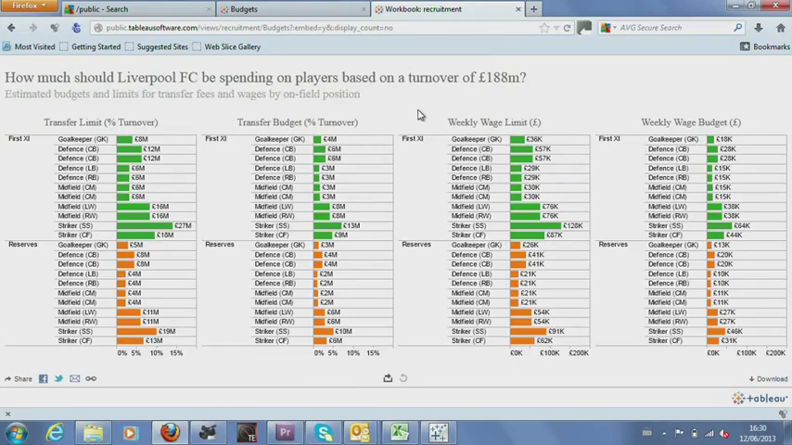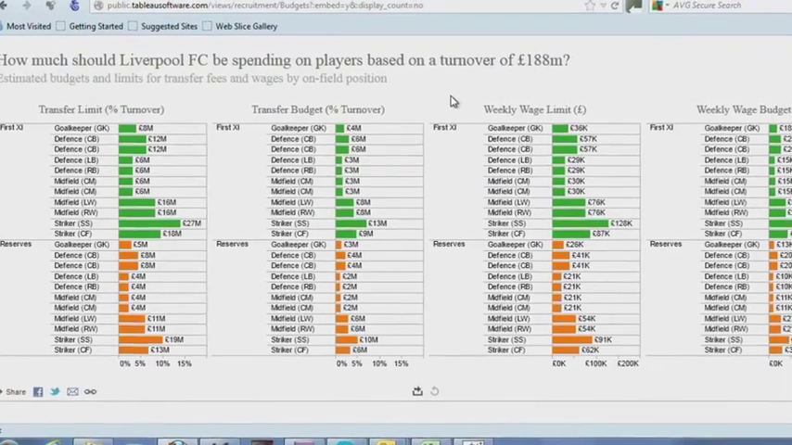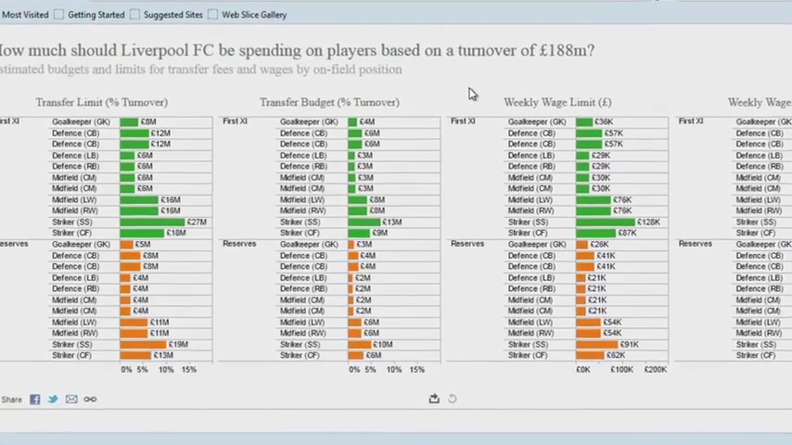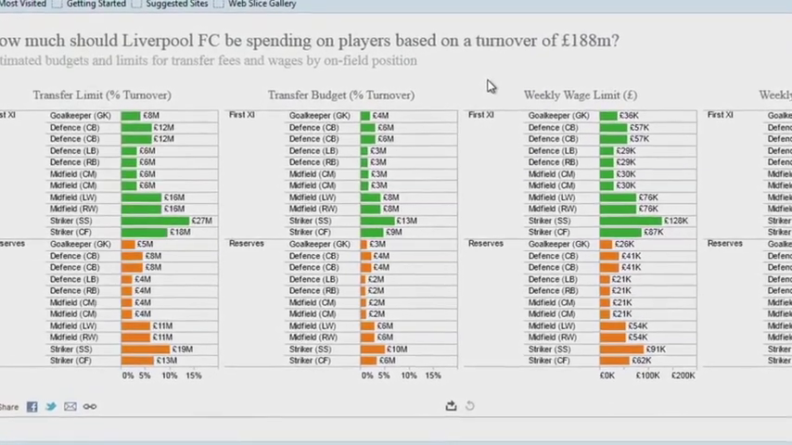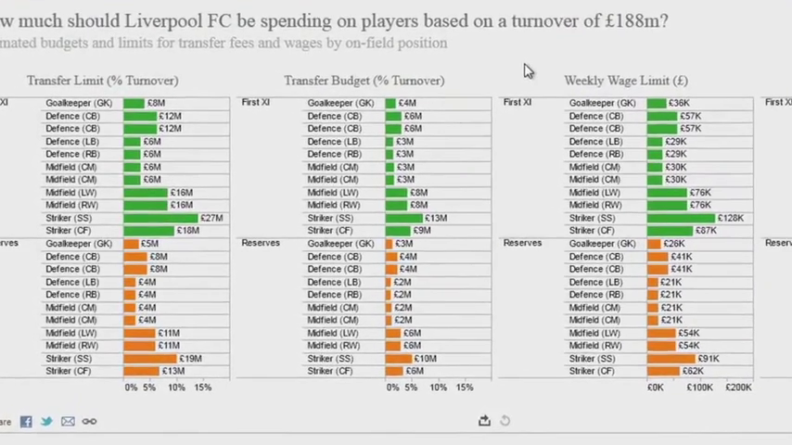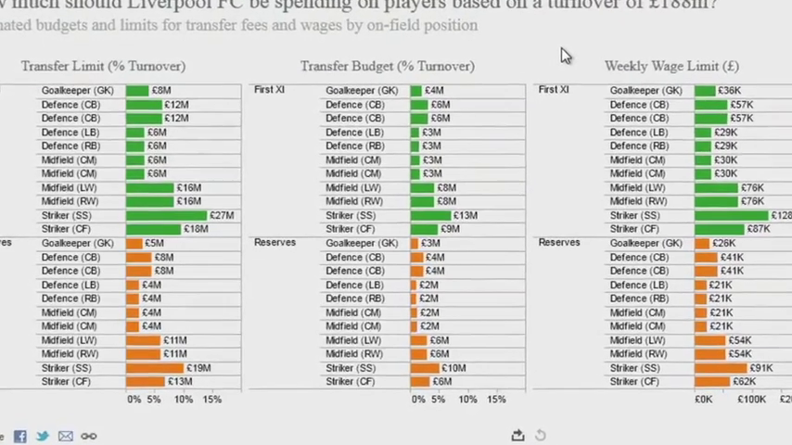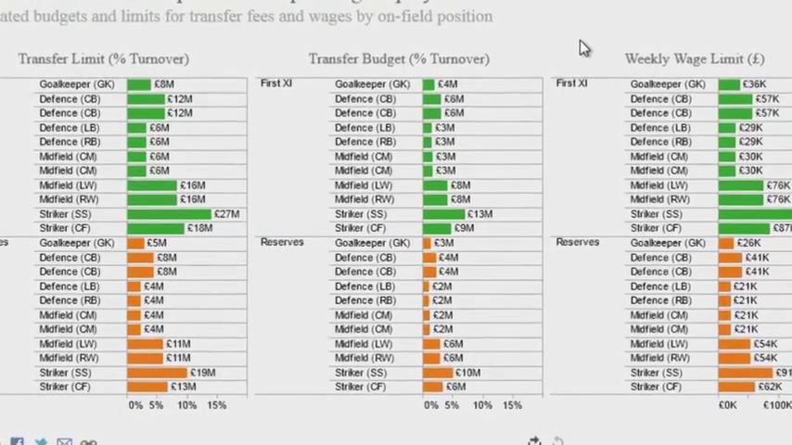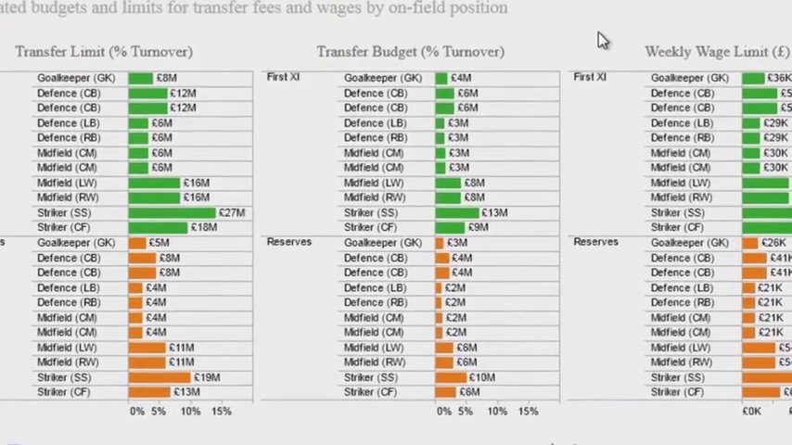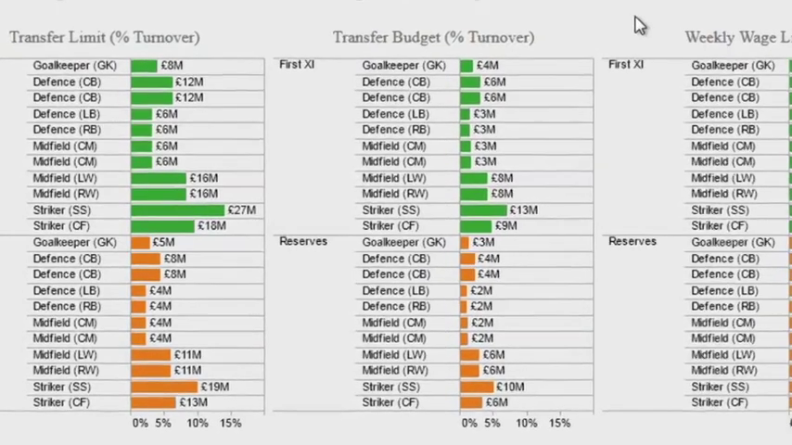This visualisation was my attempt to try and overlay a study of how winning teams balance their resources. So if a team's going to put X million pounds on the field, how do they slice that up by playing position? This here is based on Liverpool turnover from, I think, 2011-2012, so it's a little bit old. £188 million. Split that based on playing positions, on-field playing positions, for the first 11 and the reserves, and also from a wage and transfer fee perspective.